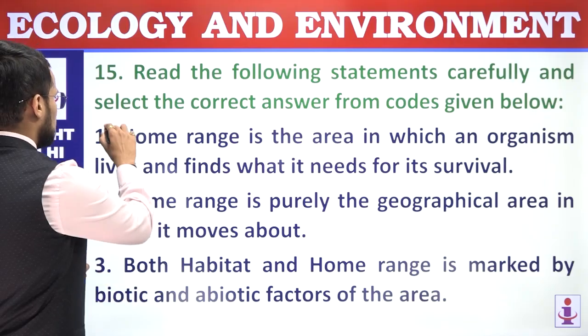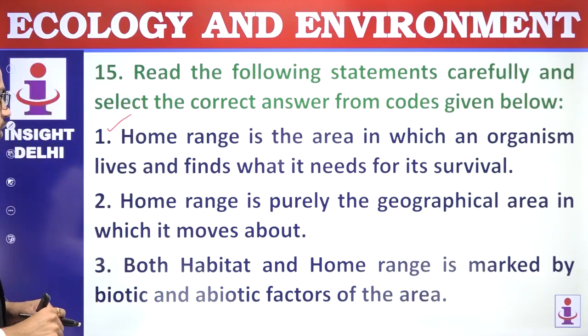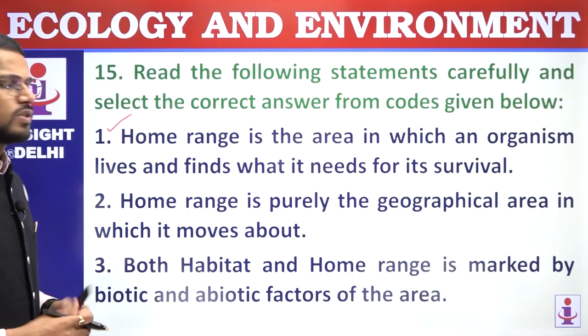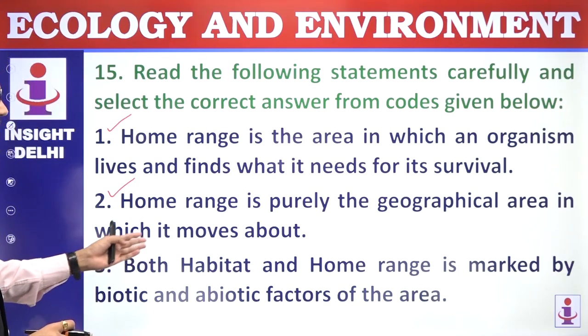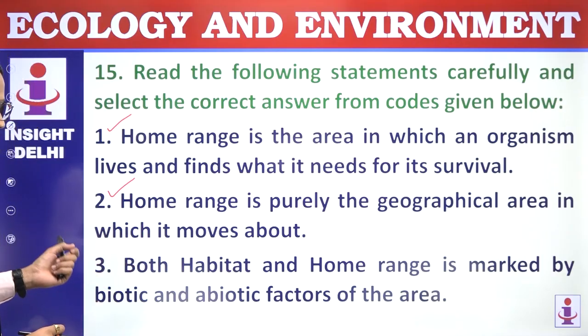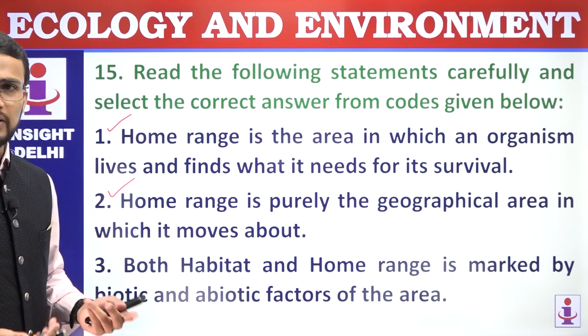Right, so first statement is a correct statement. Second, home range is purely the geographical area in which it moves about. Right, so this is also a correct statement. Third, both habitat and home range is marked by biotic and abiotic factors of the area.